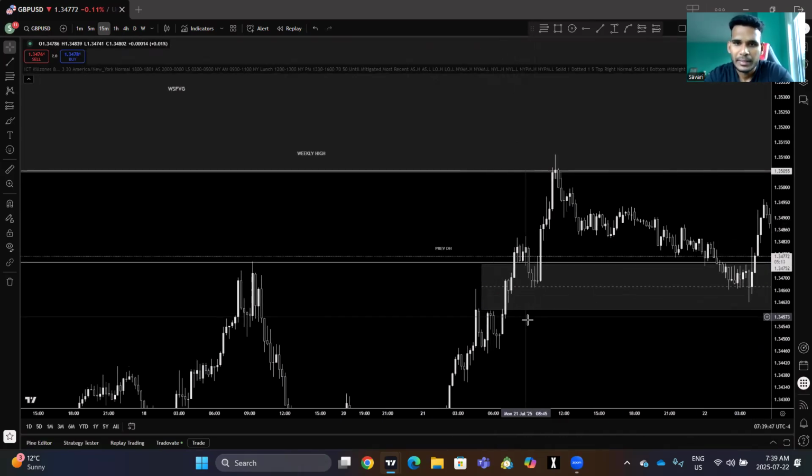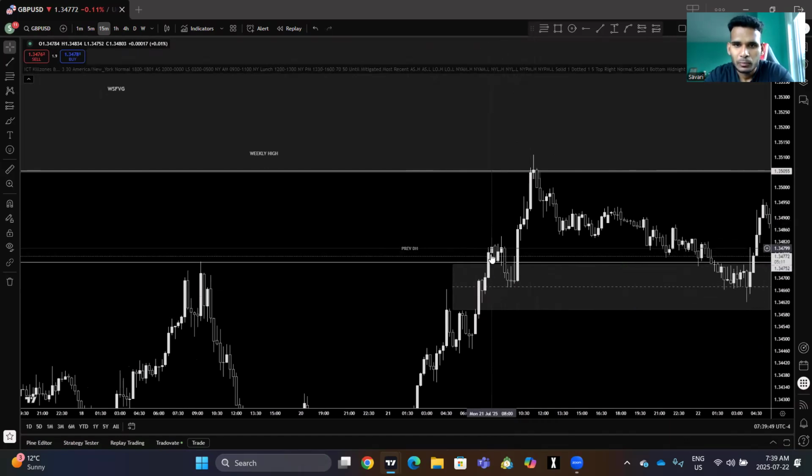So what happened next? Price accumulated here. It's not even any price action. You can't find any price action here. It's just accumulation. 15 minutes: 1, 2, 3, 4, 5. Just 5 candles. It is a clean accumulation, manipulating to the downside.